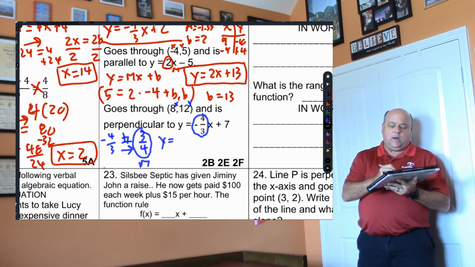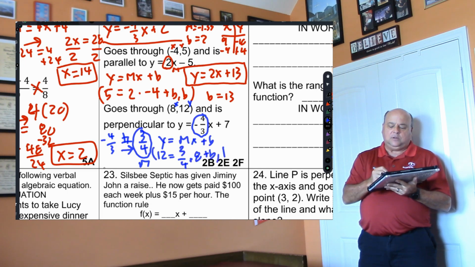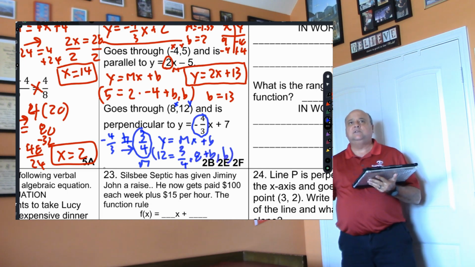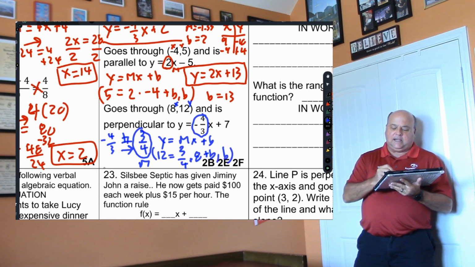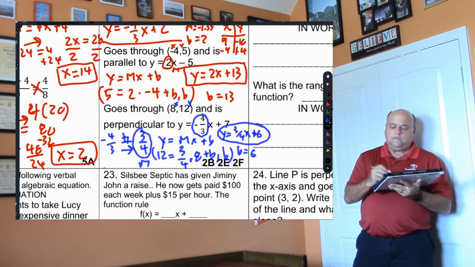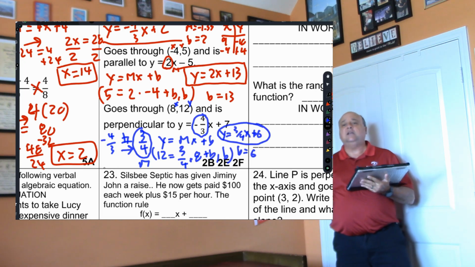So I'm going to write down y equal mx plus b. My y is 12. My m is 3/4 times my x is 8 plus b. I'm going to put this in NSolve, right? And solve for b. If I do that, I get b equals 6. So my equation is going to be y equal 3 over 4x plus 6.